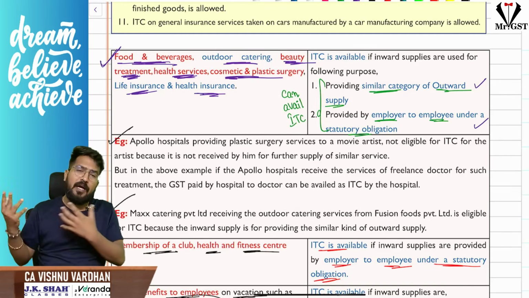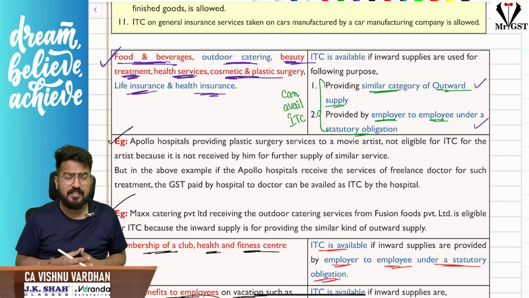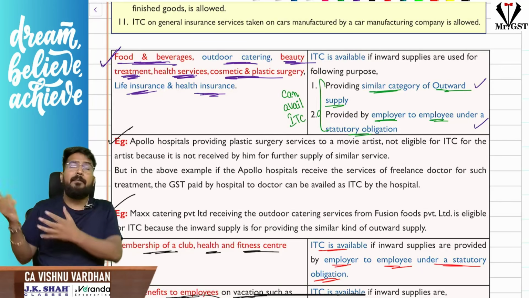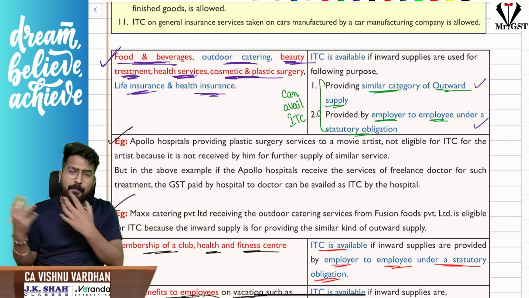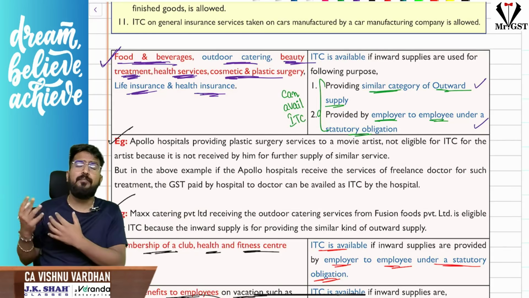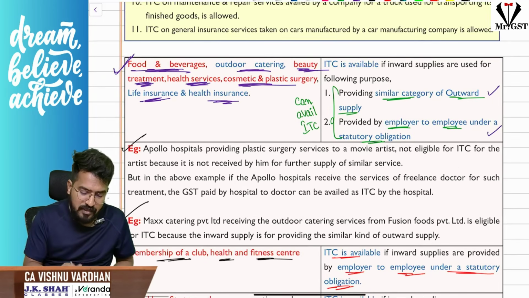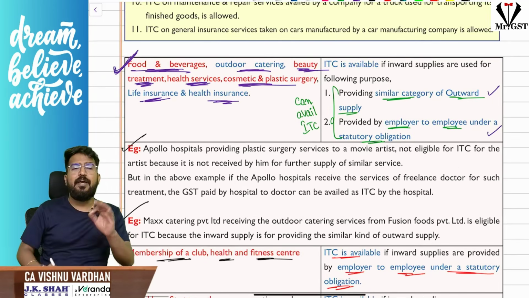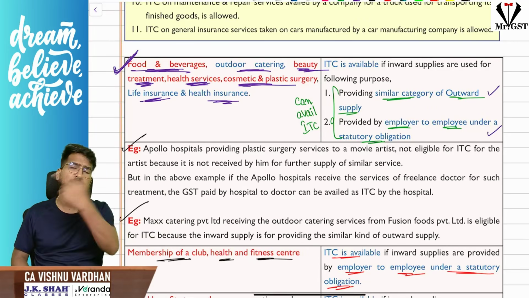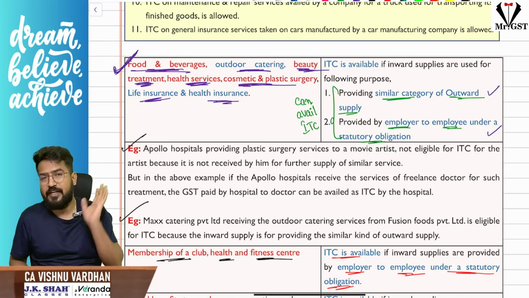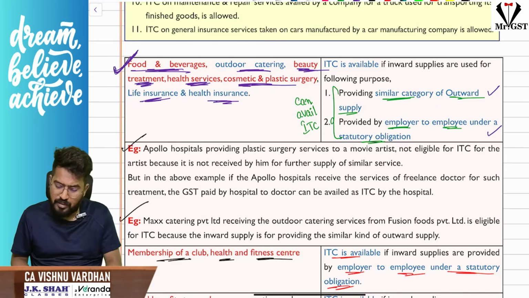So I repeat, I am buying outdoor catering services because there is a party happening in the office, some new year party, etc. I cannot take ITC of that. But I am buying outdoor catering services to provide outdoor catering service, or I am buying food and beverages to provide food and beverages, or I am providing outdoor catering because it is a statutory obligation. So these things, sir, generally you cannot take ITC except if it is for providing to your employees as a part of statutory obligation, or you are buying them to provide the similar category of outward supply. Okay, so that is the concept. Here I have given examples, you can just go through that.